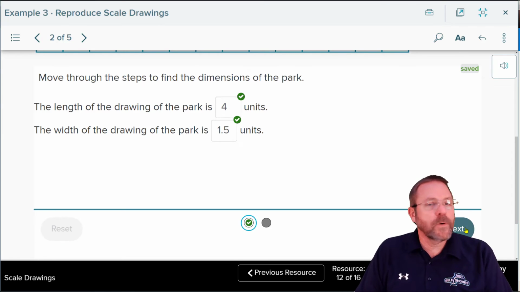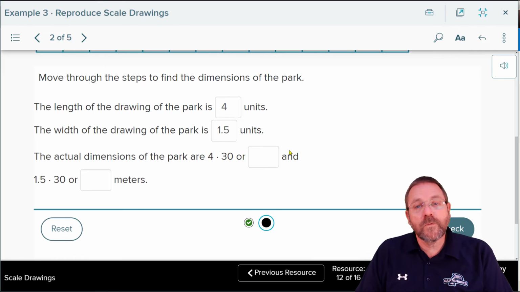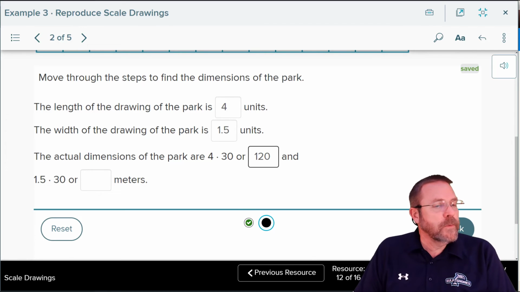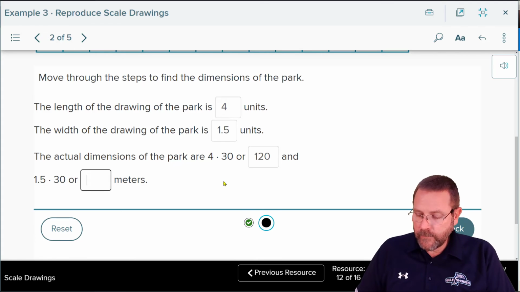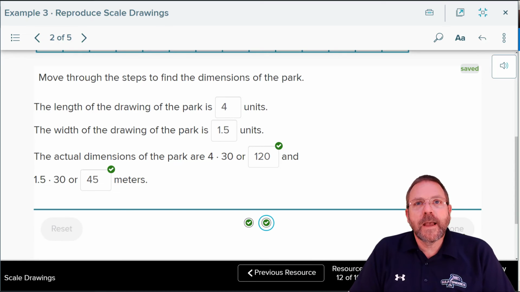Check that. That part checks. And then we're going to say from there, all right, so 4 times 30, remember the scale we have there, that's going to give you a length of 120 meters, and 1.5 times 30, that's going to give you a width of 15 meters. So that's going to be the size of the actual park, which, by the way, is a pretty small park as parks go.